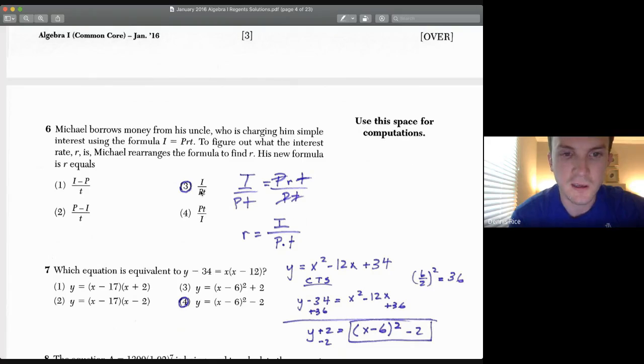Divide by pt. Divide both sides by pt. I divided by pt. Choice 3. R will still be remaining, and you're left with r equals I over pt.